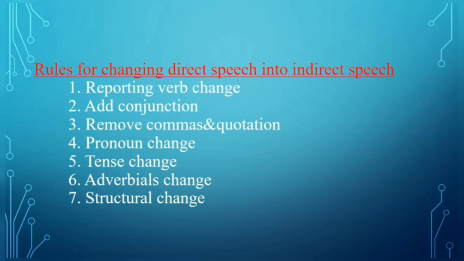Next, we should know the rules for changing direct speech into indirect speech. First, we should change the reporting verb. Next, we should add the conjunction. Third, we should remove the commas, quotation marks and question mark, everything. Next, pronoun change. Fifth, tense change. Sixth, adverbial change. And seventh, structure. These are the rules for changing direct speech into indirect speech.